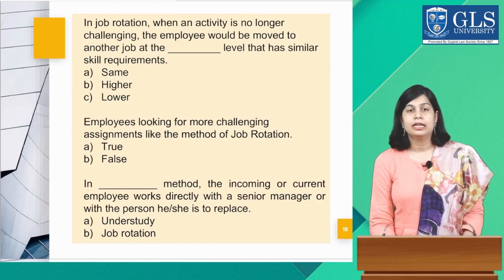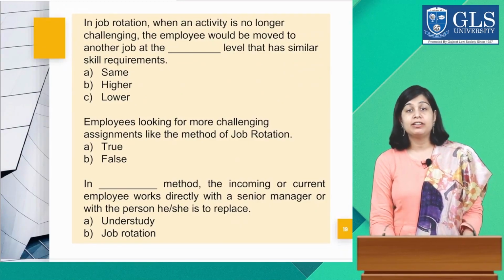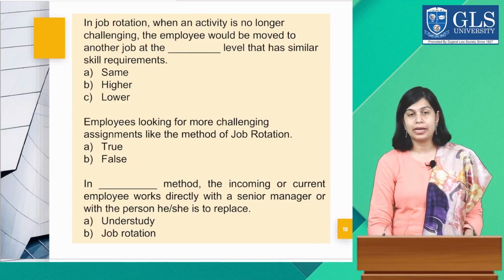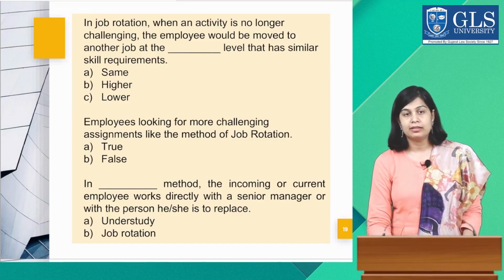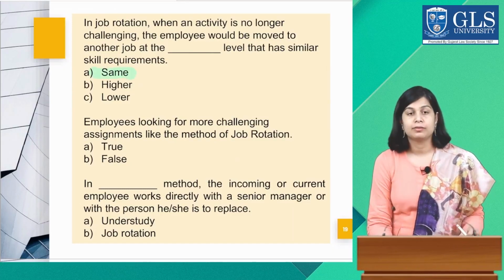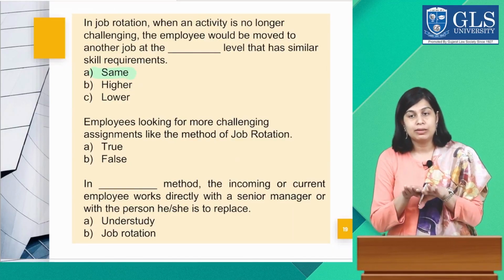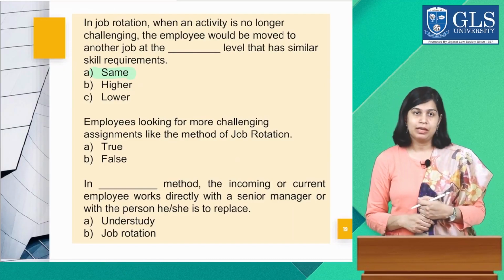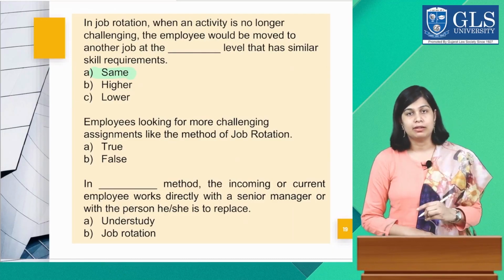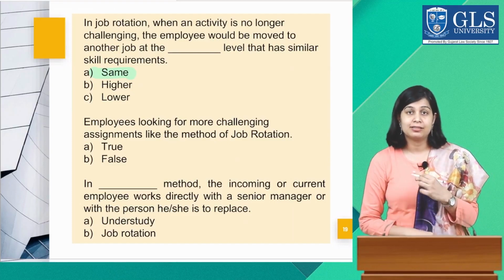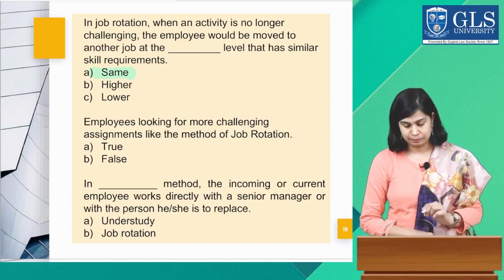First one, in job rotation, when an activity is no longer challenging, the employee would be moved to another job at the dash level that has similar skill requirements. Same, higher, or lower? It would be same level. Why? Because it usually happens at a horizontal level. As I said, the job nature has to be the same. Imagine if it was higher or lower level, then it would be called promotion or demotion. In case of training, the same nature of job has to be trained.